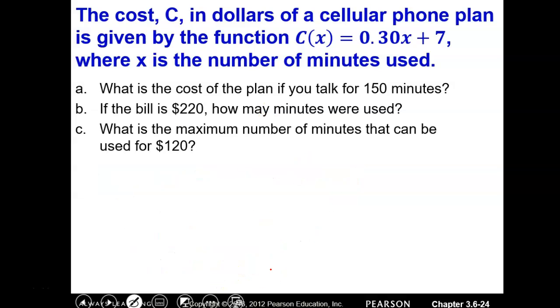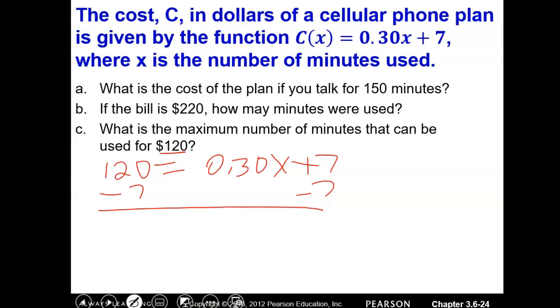Okay, the last one, the same thing. How many minutes can you use if you have only $120? So we're going to do the same thing. Subtract 7 from both sides. So now, if we solve this, x is going to be about 376.66 repeating. Okay, so now they ask us the maximum number you can get.